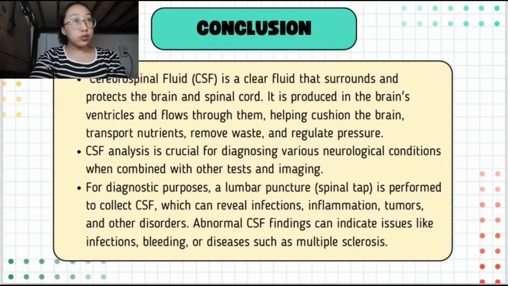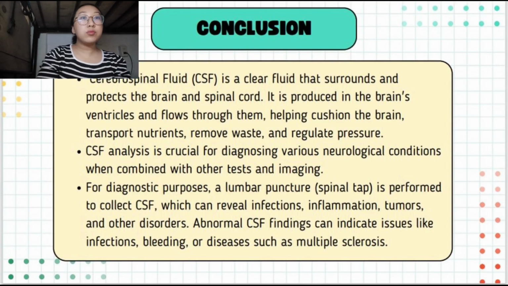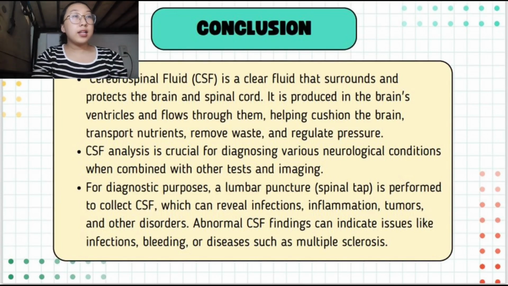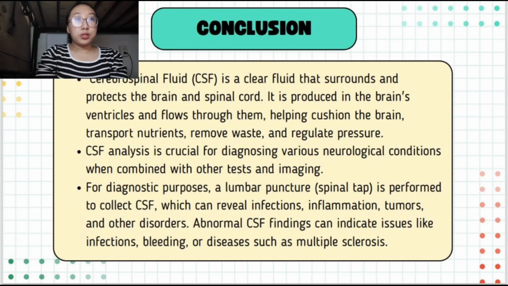So, for our conclusion, our cerebrospinal fluid or the CSF is a clear fluid that surrounds and protects the brain and the spinal cord. So, it is produced in our brain ventricles and flows through them, helping cushion the brain, transport nutrients, remove waste, and regulate pressure. So, CSF analysis is crucial for diagnosing various neurological conditions when combined with other tests and imaging.